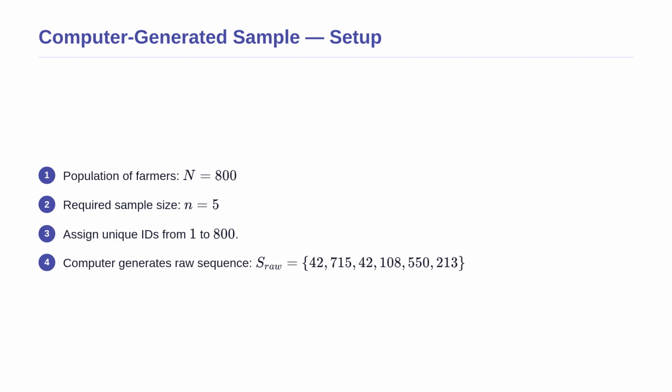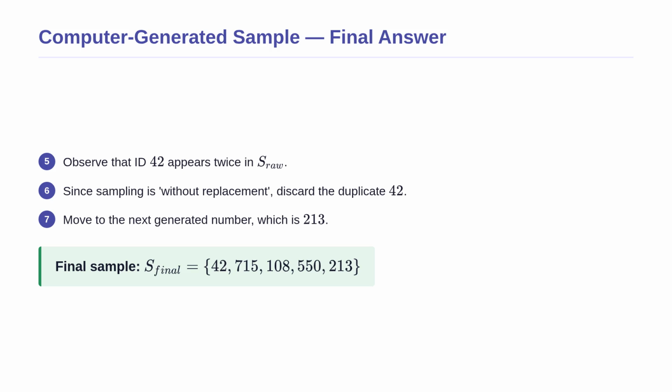Notice anything wrong with this raw list? You probably spotted the issue immediately. The number 42 appears twice in our raw sequence. Because our strict rule is sampling without replacement, a single farmer cannot be selected to test the fertilizer twice.